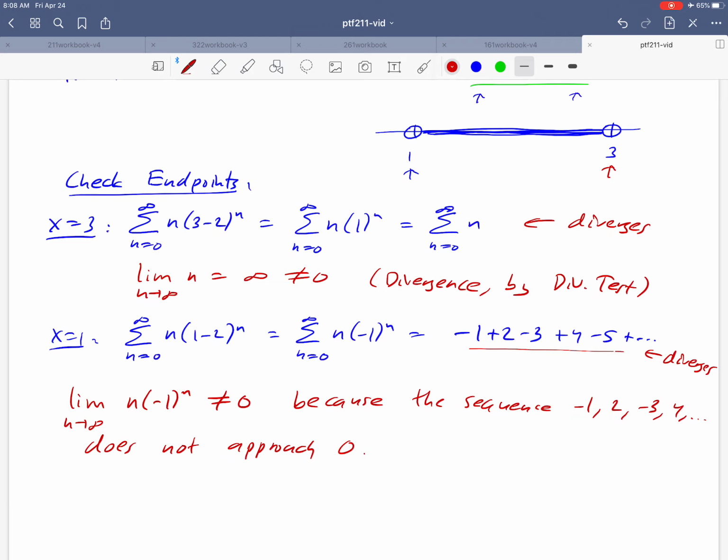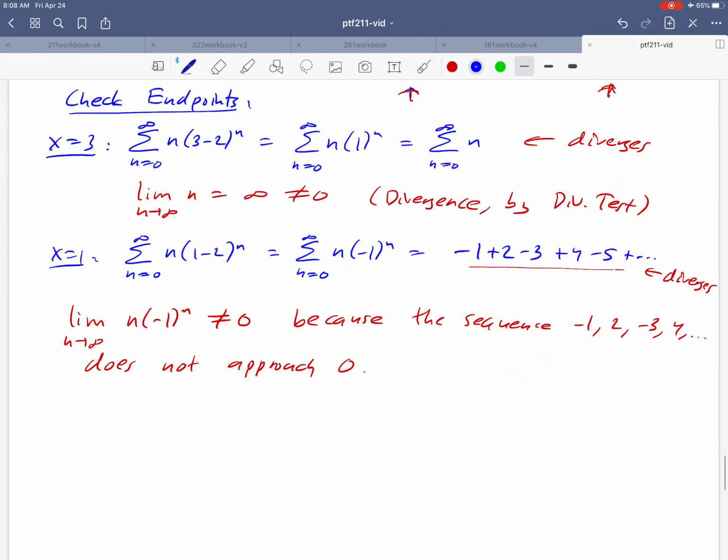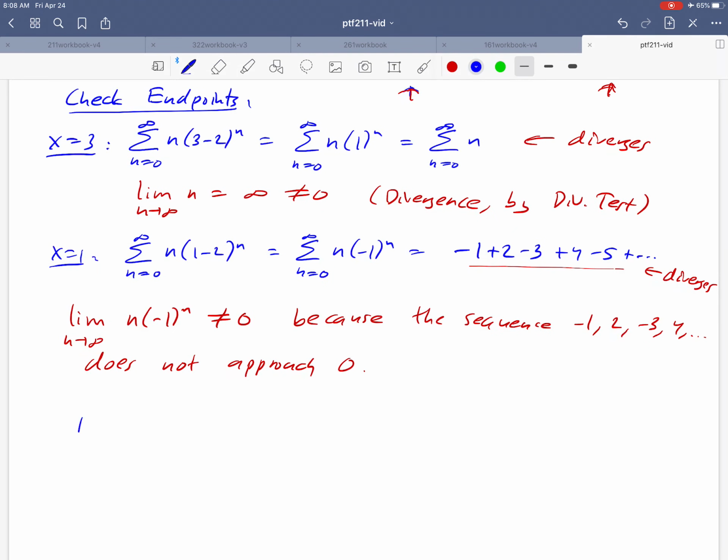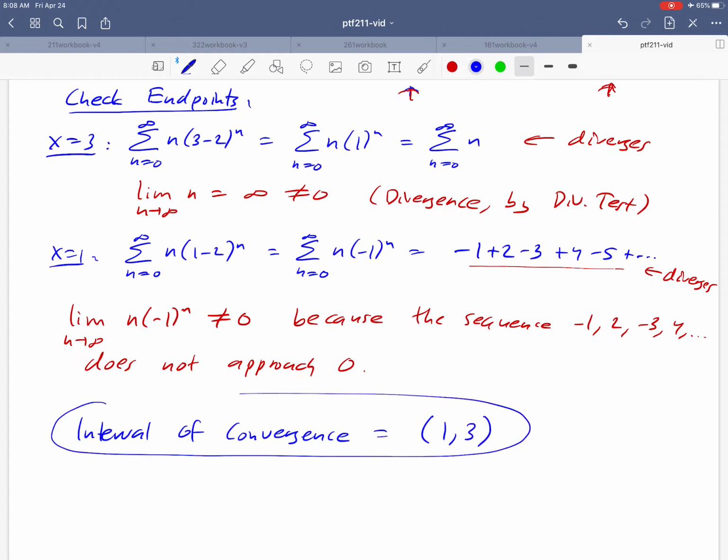Okay, so what we've confirmed then is that at both of these endpoints, 1 and 3, we don't get convergence, and so our interval of convergence is just everything between 1 and 3, not including those endpoints. All right, so let's state that answer. So 1 to 3, open interval on both of them, and there's our answer.